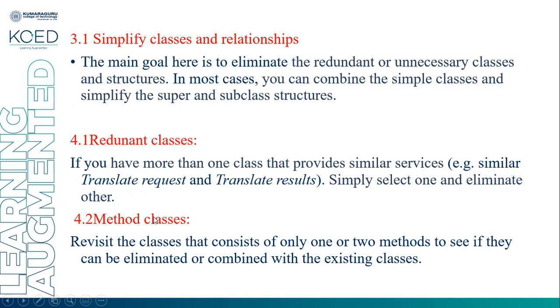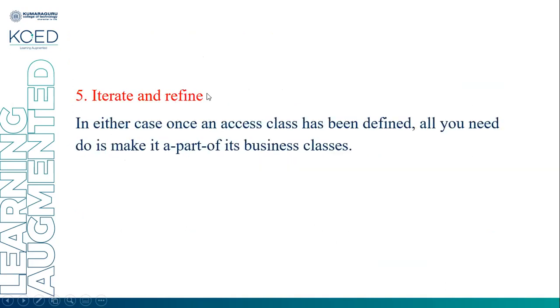Next one is method classes. Revisit the classes consisting of only one or two methods. There is no need to keep a class for only one or two methods, so see if they can be eliminated or combined with the existing classes. And iterate and refine. This entire process should be iterated and refined.